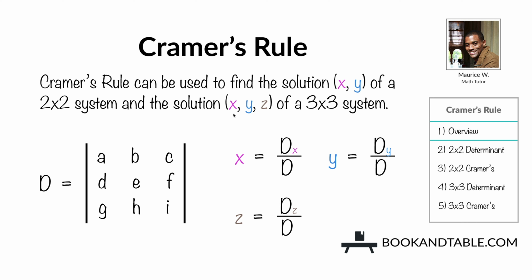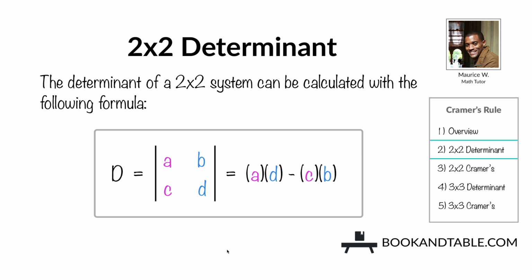So we'll wind up talking about each of these things throughout the remainder of this chapter. So let's now move on to discussing 2x2 determinants. The determinant of a 2x2 system can be calculated with the following formula. So the determinant D is equal to, we have our coefficient matrix between our two vertical lines.